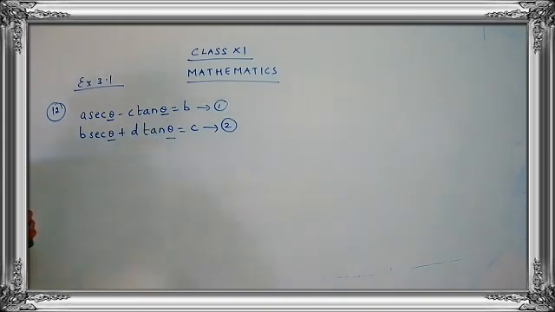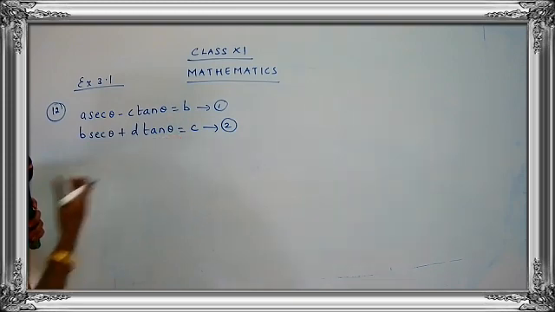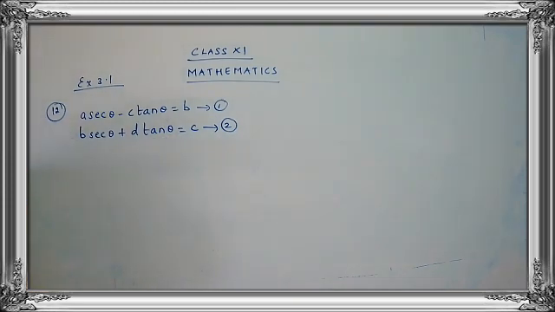Have you taken down the equation? Name the equation as 1 and 2. Come on, write down. a sec theta minus c tan theta is equal to b and b sec theta plus d tan theta is equal to c. Okay. So now what we are going to do here is eliminate some of the terms. So how are we going to do it?